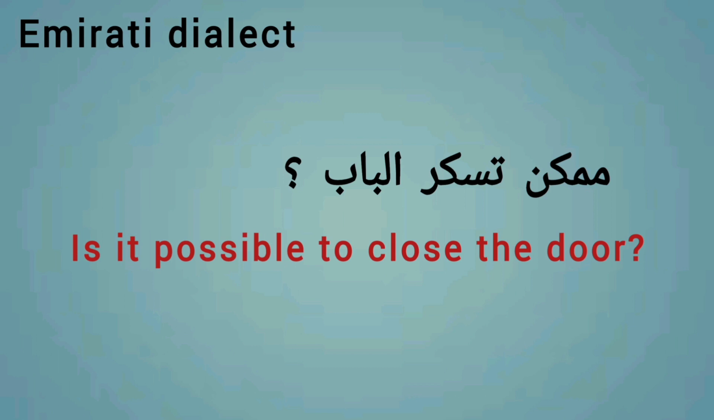But if you want to say, is it possible to close the door? You have to say ممكن تسكر الباب. Is it possible to close the door? ممكن means possible. تسكر means you close. And الباب means the door. And for female we say ممكن تسكرين الباب.